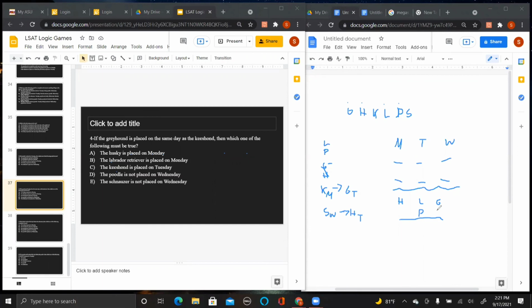So the Greyhound is the same day as the Keeshond. So remember, this little bubble here is not about the days, it's just about the pairs, right? So we're not saying they're on Wednesday, we're just putting the pairs together, which means the Schnauzer is with the Husky, right? So these are our pairs. Now where do they go? So which of the following must be true?